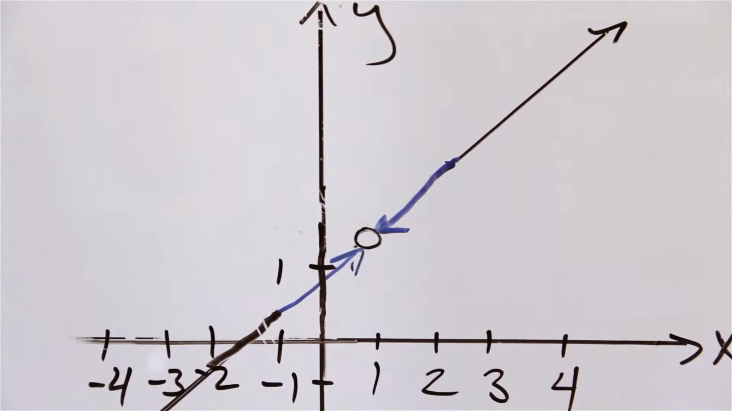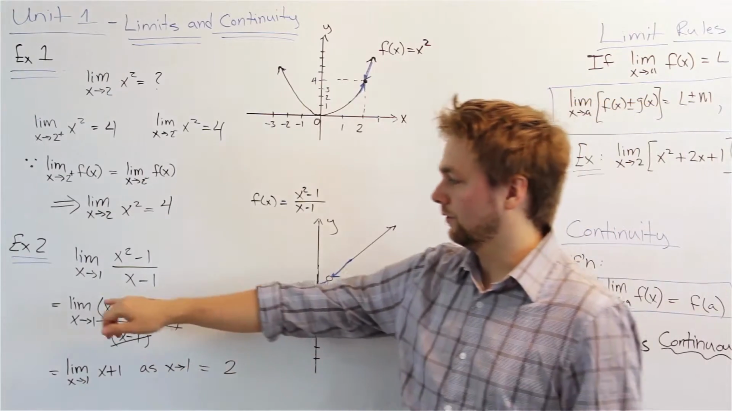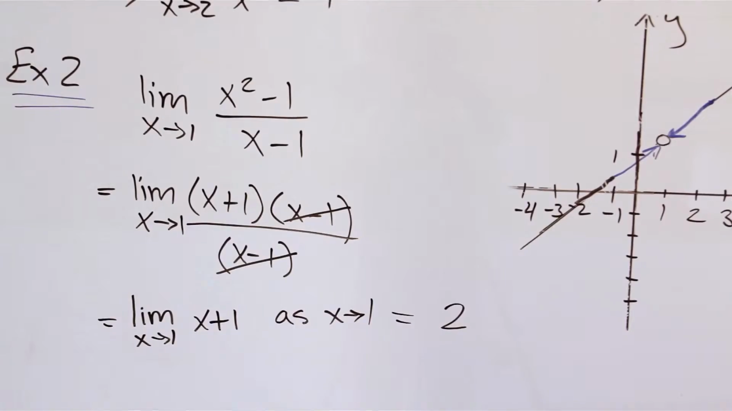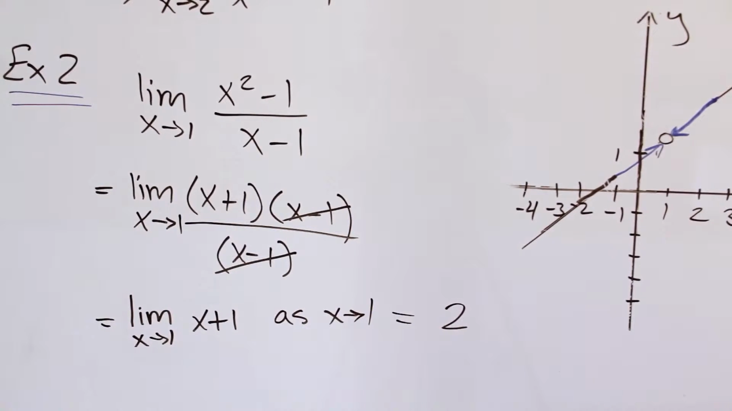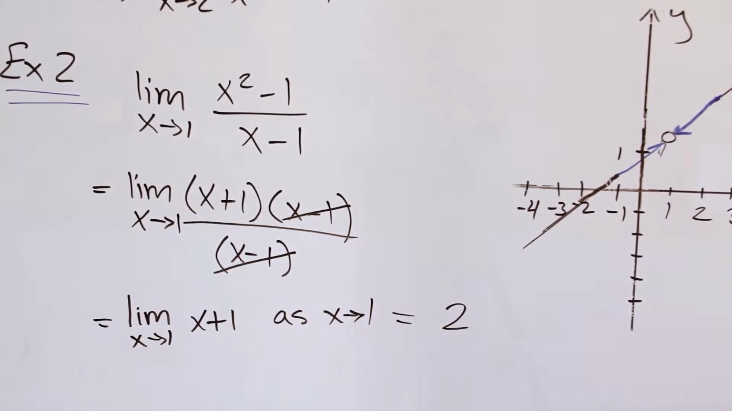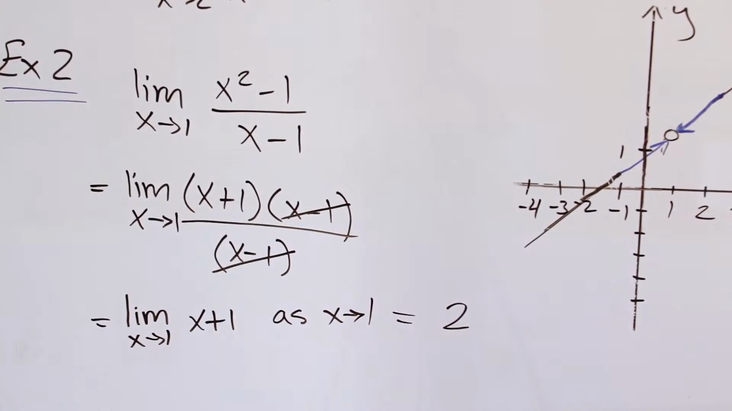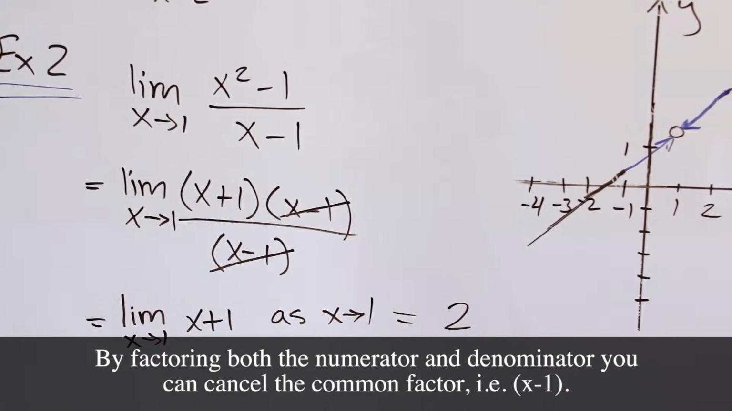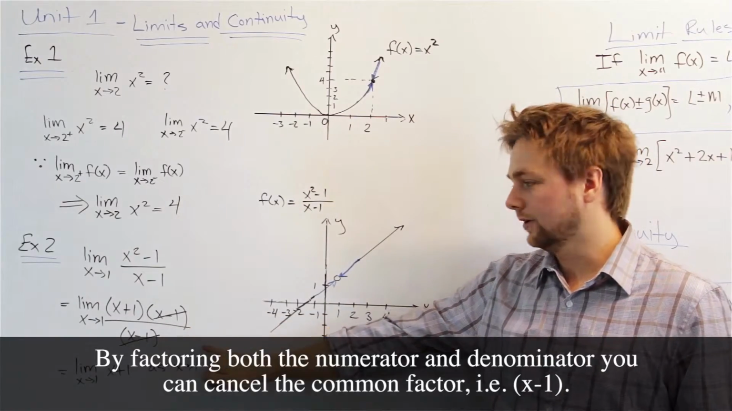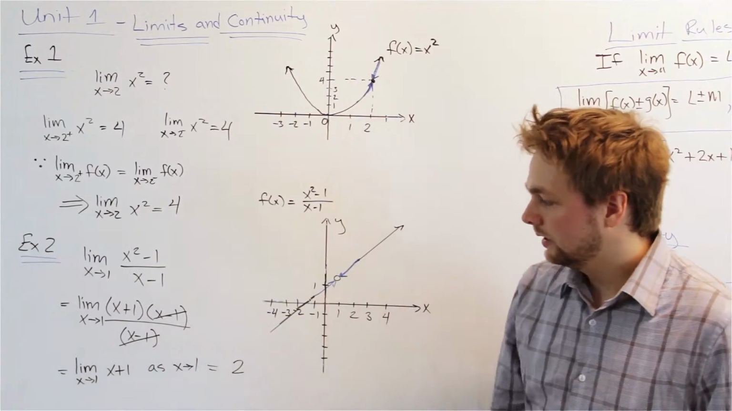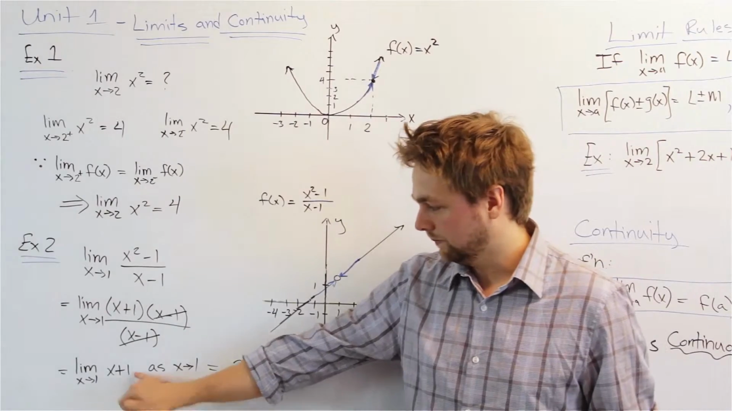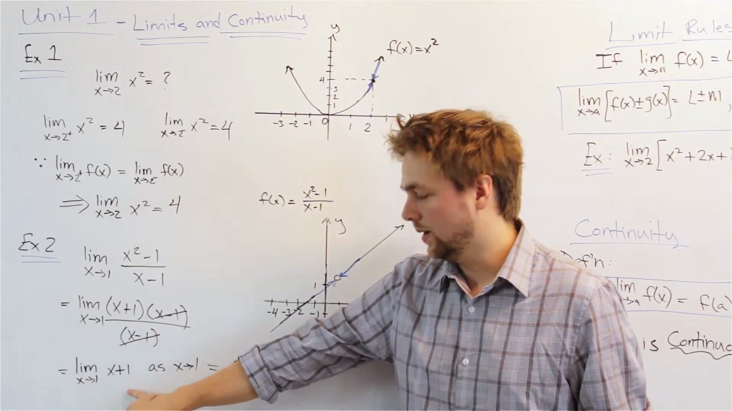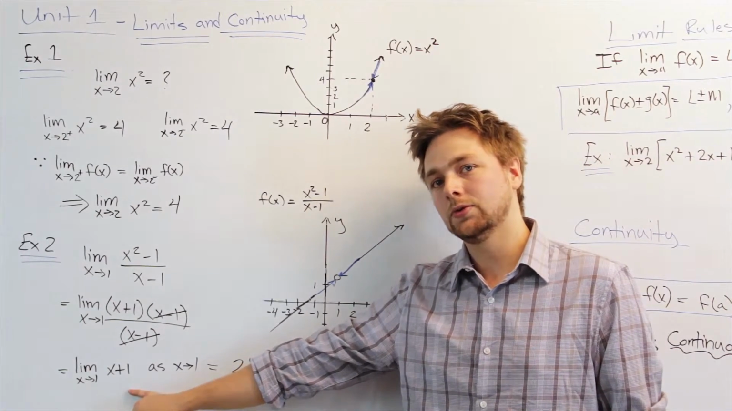So what does this mean in terms of the limit? Well, let's take a look over here. We write this as the limit as x goes to 1 of x squared minus 1 over x minus 1. And we can solve this problem by factoring. If we factor both the numerator and denominator, we can cancel the common factor, in this case x minus 1, leaving us a function that no longer has a denominator that will cause us algebraic issues.